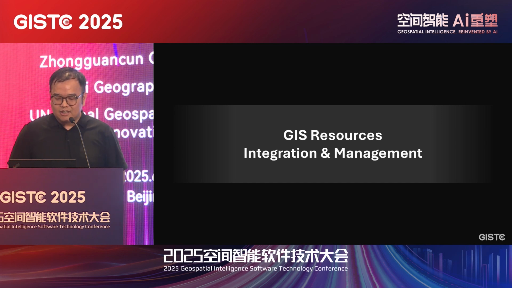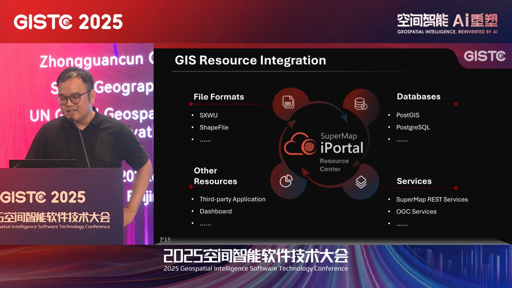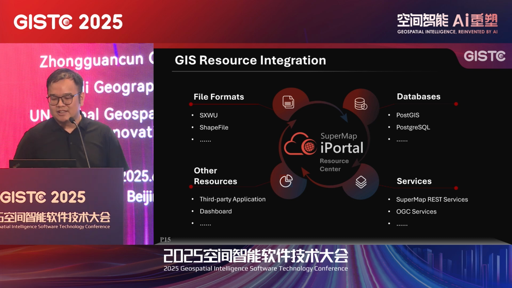Then we talk about the second capability of iPortal, that it can integrate and manage different types of geo services and resources. In iPortal, it has a resource center where we can register different data, either from files in different file formats or stored in a database. We support a good number of different types of databases. Then we can also integrate geo services and other resources like third-party application dashboards. These can all be managed in this iPortal resource center.